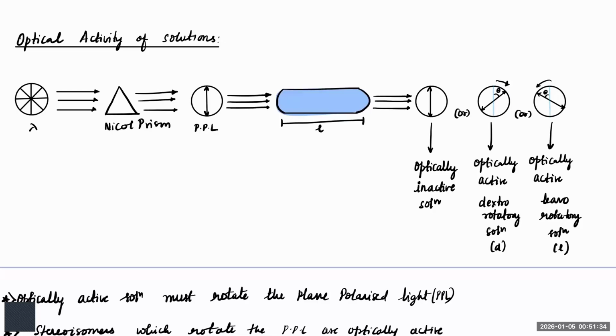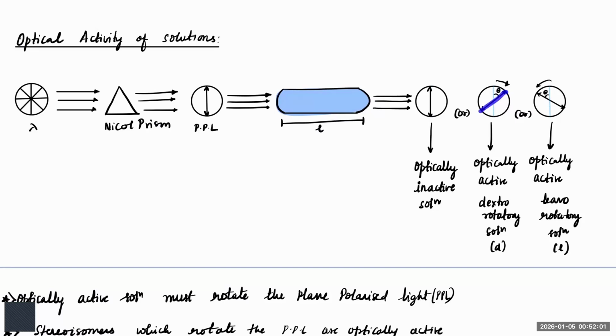So the other day I told you about optical activity of solutions, when plane polarized light, which is generated by a Nicol prism, is passed through a solution which may be optically active or inactive. If the light comes out of it without any deflection, we say the solution is optically inactive.